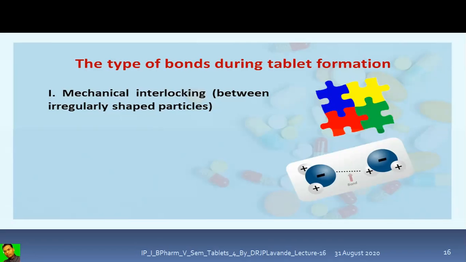The first type of bond is the mechanical interlocking bond. You can see this is the interlocking. This yellow portion will get interlocked into the blue portion. Blue portion will get interlocked into the red portion. Red portion will get interlocked into the green portion. Green portion will get interlocked into the yellow portion. So that is why it is said to be the mechanical interlocking between the irregularly shaped particles. As a result of subjecting it to phase 3 and phase 4, the irregular particles will get formed, and these irregular particles are responsible for the formation of the mechanical interlocking bonds.